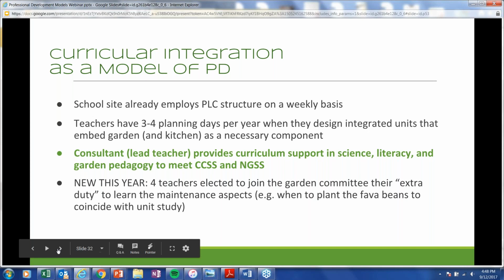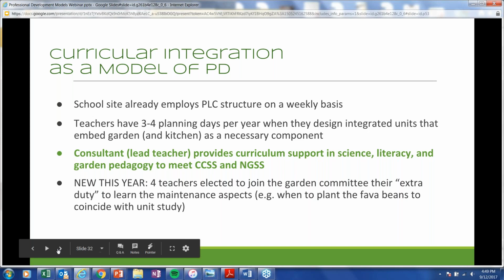This is what I would refer to as a curricular integration model of professional development. So it works successfully because of some of the characteristics that already exist within the program. For example, the school site already uses a professional learning community structure on a weekly basis. So grade level teams are already meeting regularly. And then we add a couple of times per year where teachers have the planning days, and they sit with each other for a whole day, and they are facilitated in the process of designing their integrated units, integrating both the dual language as well as the science.